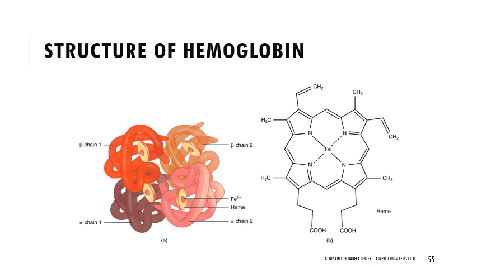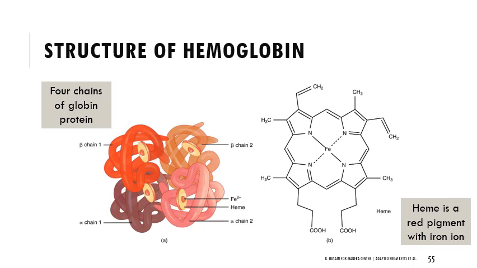When we look at the structure of hemoglobin, we can notice a few things. One is that hemoglobin has 4 different subunits. It has 4 chains of the globin protein. Each of those has repeating structures that we'll talk about in just a moment. So you see those 4 different chains. Each of those is going to be able to bind to oxygen. Heme is found at the center of each of those chains, and that is a red pigment with an iron ion. That's what that Fe is in the center. That iron ion at the center of heme is going to be important for oxygen binding.